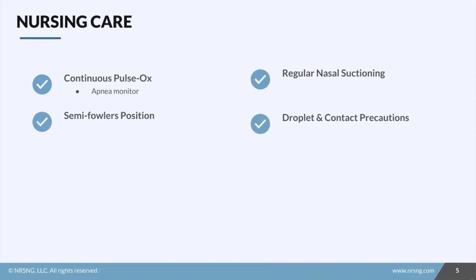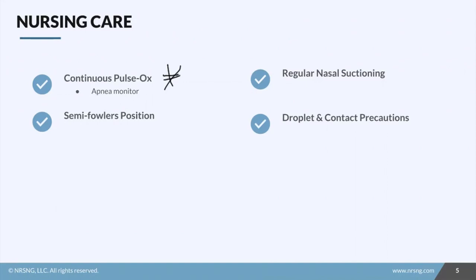So in addition to the oxygen and fluids that we just talked about, there are a few other really important nursing interventions that are really going to help these babies. So the first thing is we have to keep a super close eye on their oxygen levels. So they need to be on a continuous pulse ox monitor. And these babies are also really prone to apneic episodes, especially if they were born prematurely. So there may also be a need for an apnea bradycardia monitor.